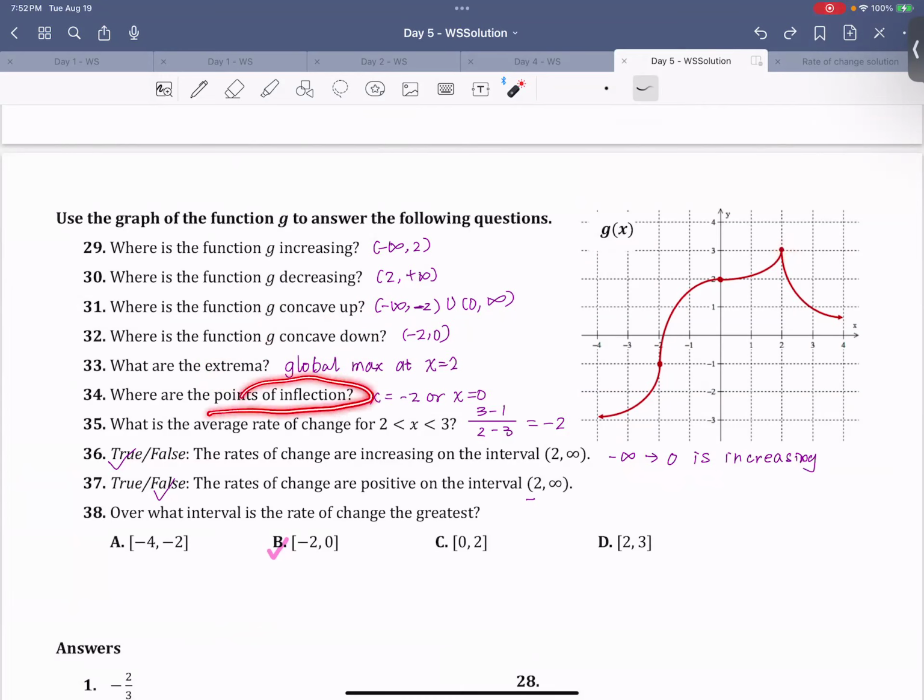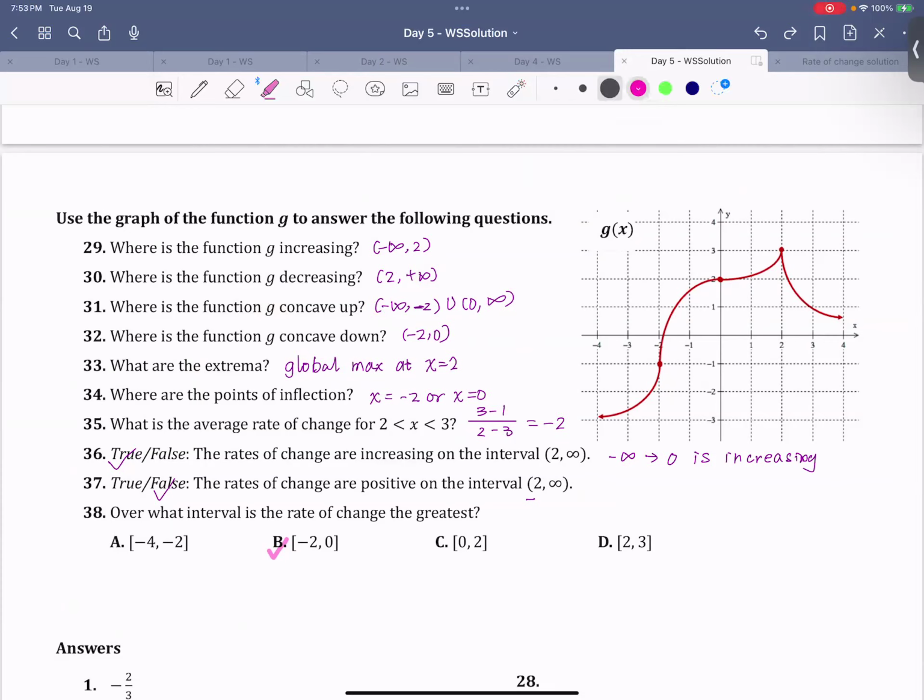Point of inflection. This is something new. Everybody has to pay attention. The inflection point. You cannot just randomly pick any point as an inflection point. The inflection point is always the point where the concavity changes.